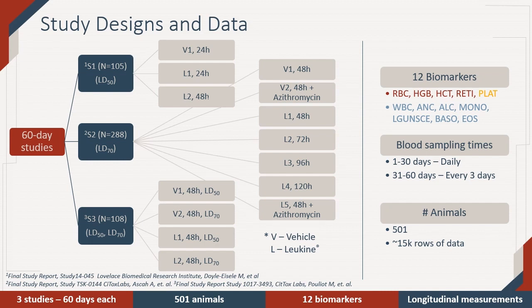For example, V1 24 hours means that in this arm, the vehicle article was administered 24 hours post-irradiation. L1 24 hours means that in this arm, leukine was administered 24 hours post-irradiation. After pooling data from all studies, there was data for biomarkers in the red blood cell lineage, platelets, and white blood cell lineage, collected every day for the first 30 days for 500 plus animals, and due to the longitudinal nature of the data, this resulted in approximately 15,000 rows.